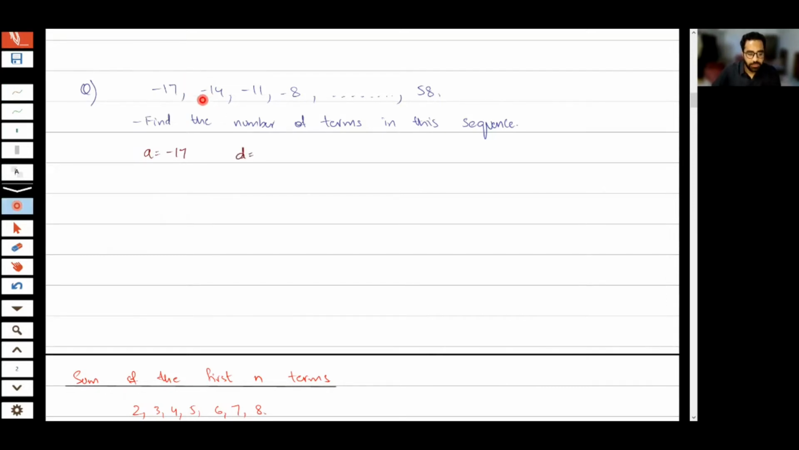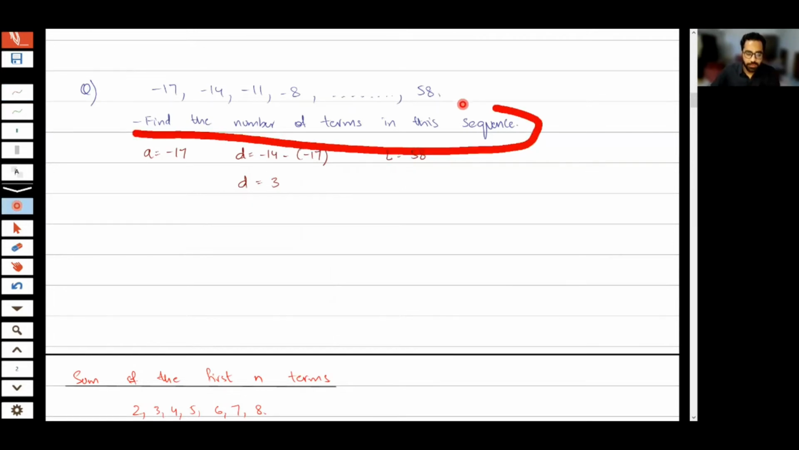My common difference is minus 14 minus 17. So minus 14 minus 17, which is equal to minus 14 plus 17, which is 3. Okay, I got the common difference and I got the first term. And I have the last term, which I'll represent by L, which is equal to 58. What is the examiner asking me? Find the number of terms in the sequence.